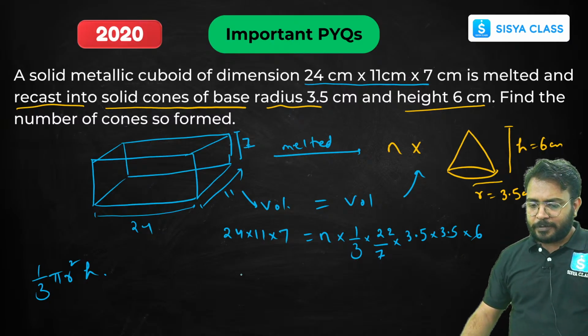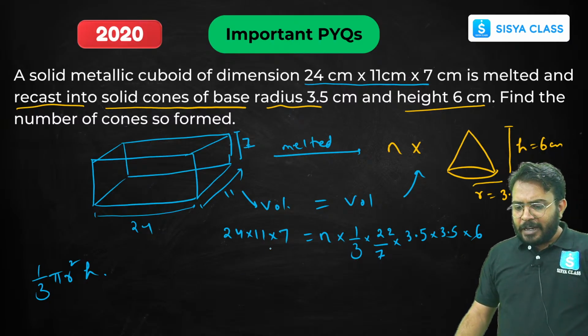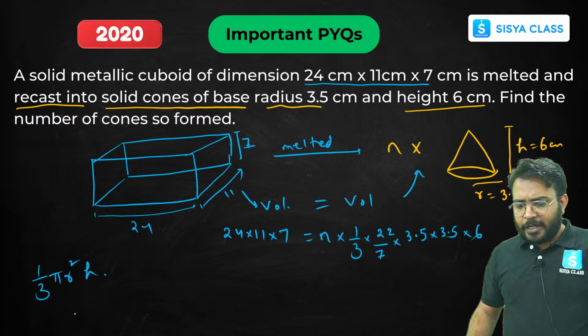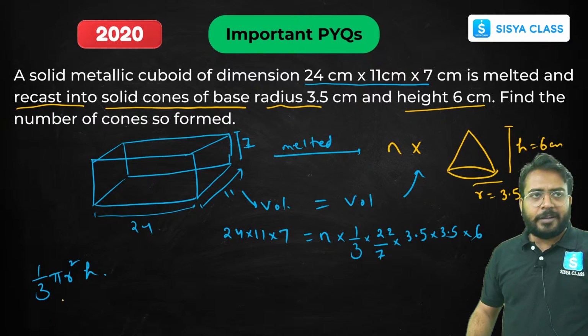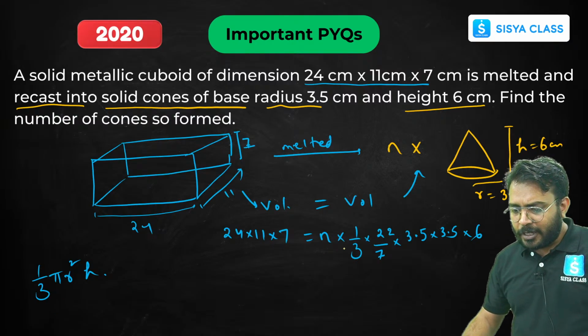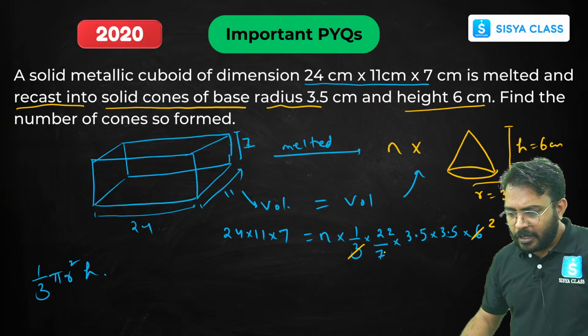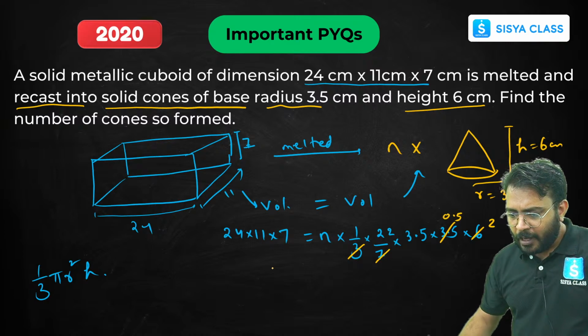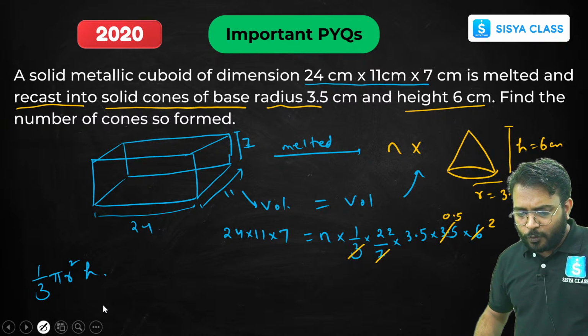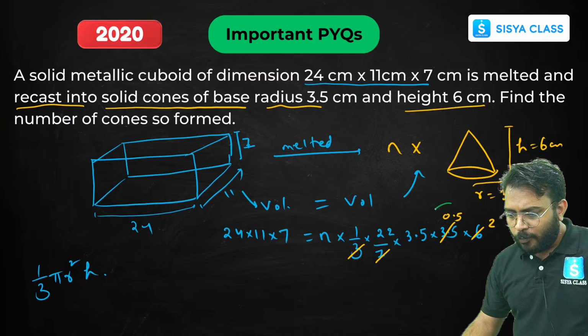Can we cancel out something? Yes, sir. Let us simplify here itself. How can we cancel? 3 into 2 times. 7 into 0.5 times. And 0.5 into 2 is 1. Can you see here? 0.5 into 2, it became 1.